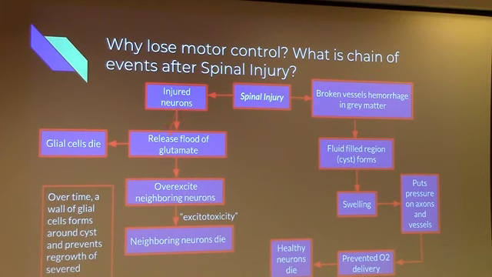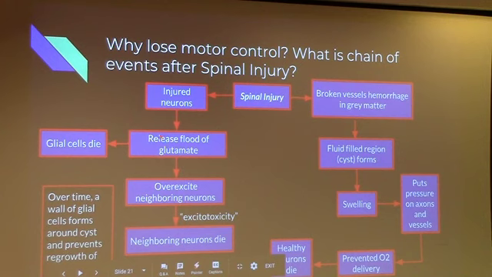Injured neurons basically will release a flood of glutamate, and glutamate is basically an excitatory neurotransmitter that neurons tend to release. But as a result of injury, they release a flood of it, so too much of it. And that tends to overexcite their neighboring neurons. And as a result of that, those neighboring neurons might die. The process of dying by overexcitation is called excitotoxicity.